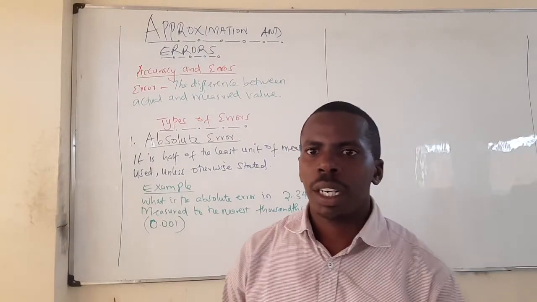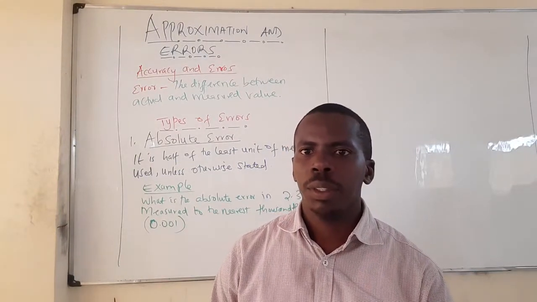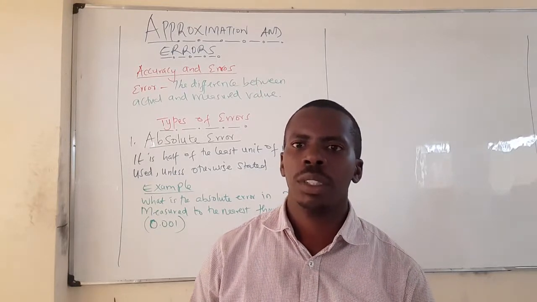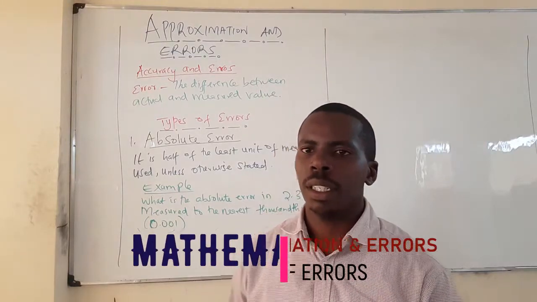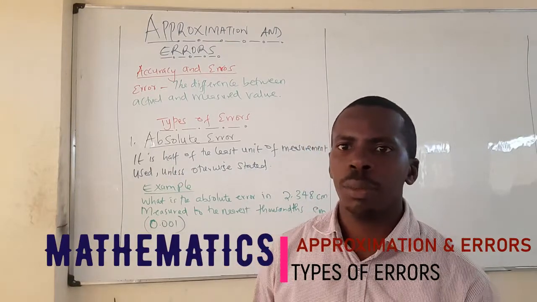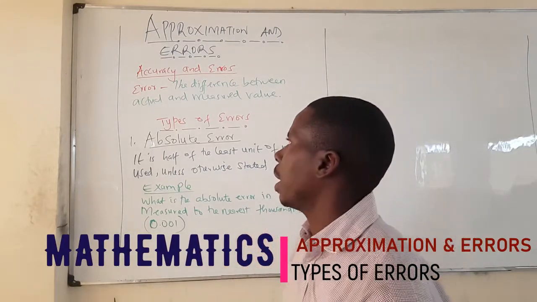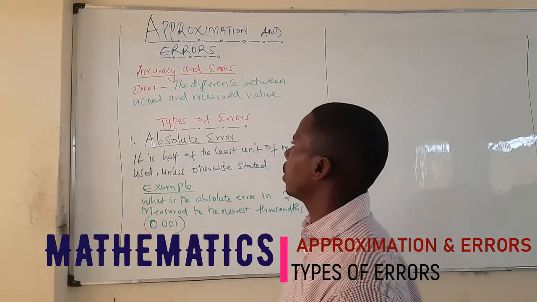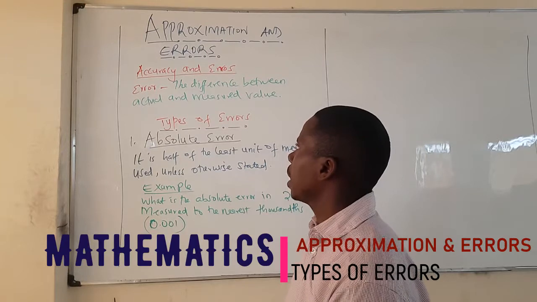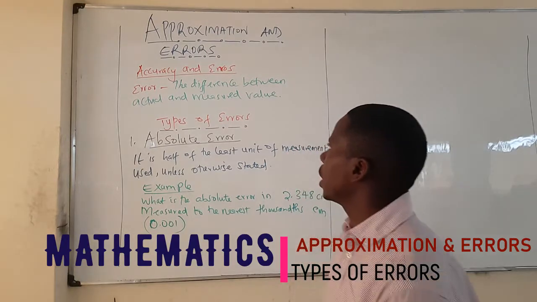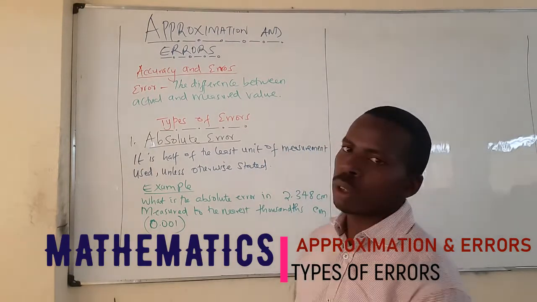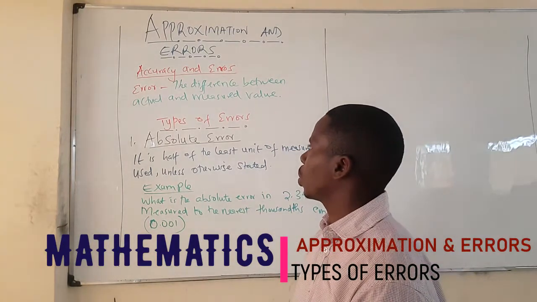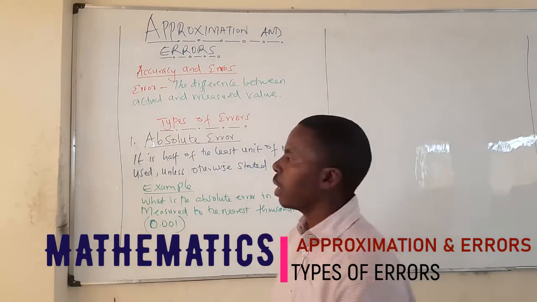Welcome to another class, and we're going to look at a topic in Form 3 known as approximations and errors. It's a very interesting topic, and we're going to start with accuracy and errors, and we're going to do some definition here. An error is the difference between the actual and the measured value. So we are going to see that one in an example.